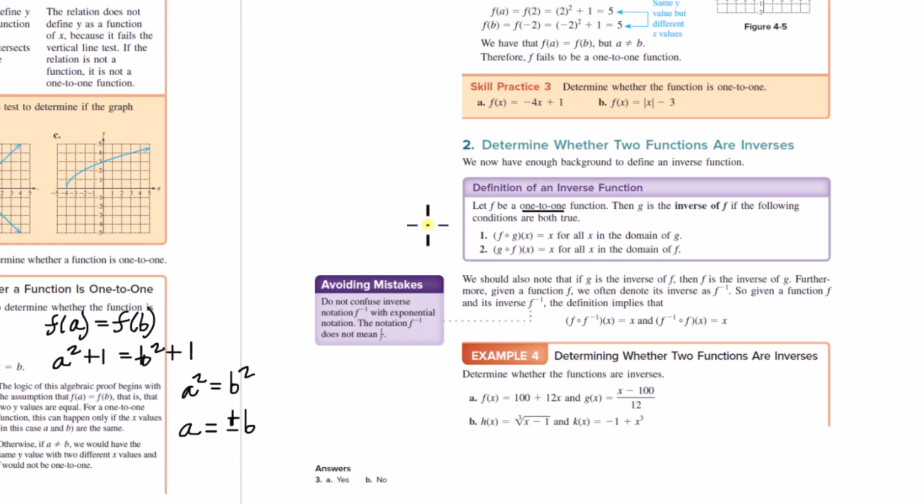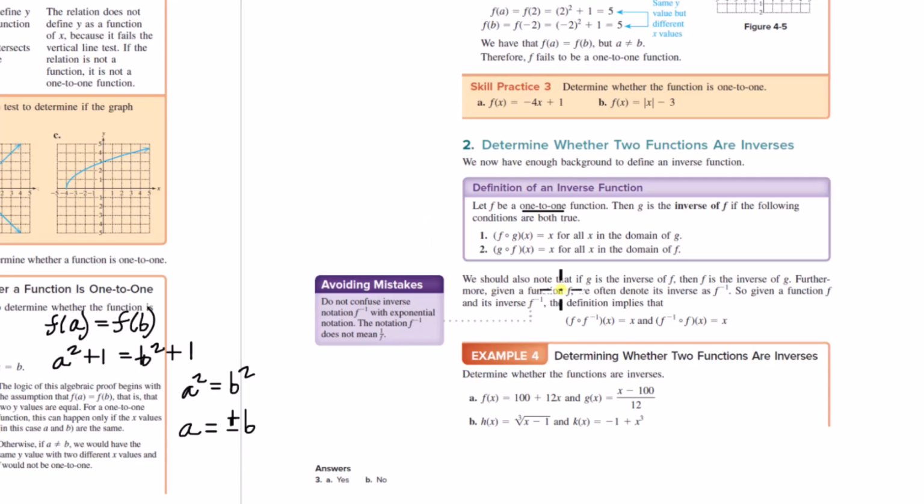So that's it. If you first have a function and you test to see if it's one-to-one, then if it is, it has an inverse function. And if f of g of x is equal to x for all x in the domain of g, as well as g of f of x is equal to x for all x in the domain of f, then g is the inverse function of f.